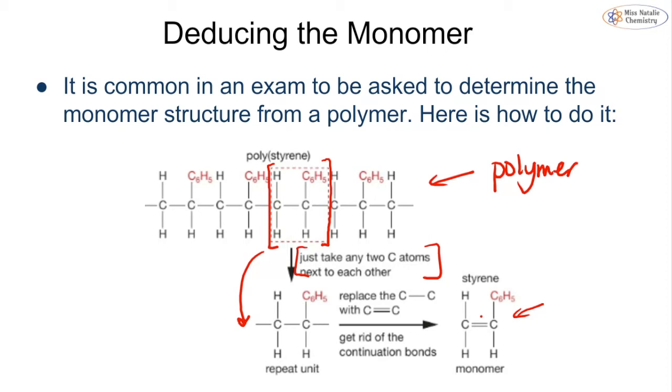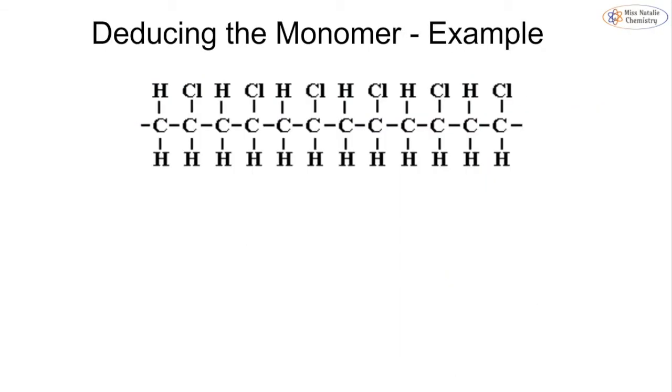So you might want to practice this, maybe find some examples on the internet or ask your teacher for some examples, just about how to pick out the monomer. But it is much easier than you think, so don't panic if you do see a question like this in the exam. So let's do an example.